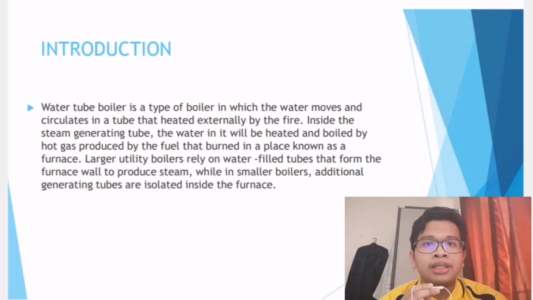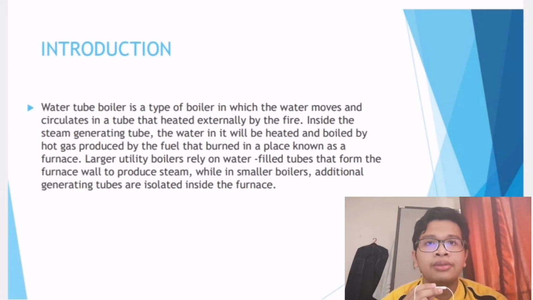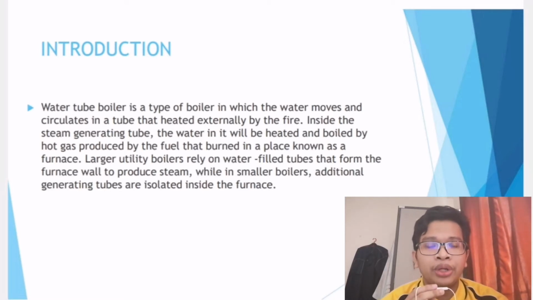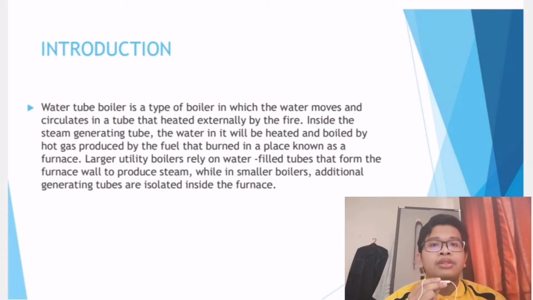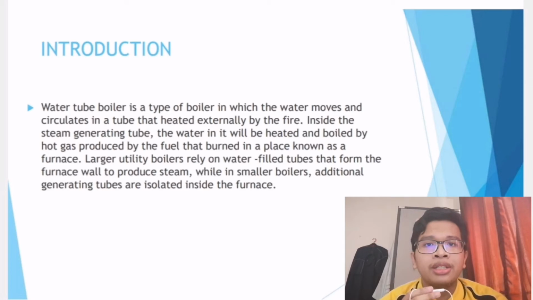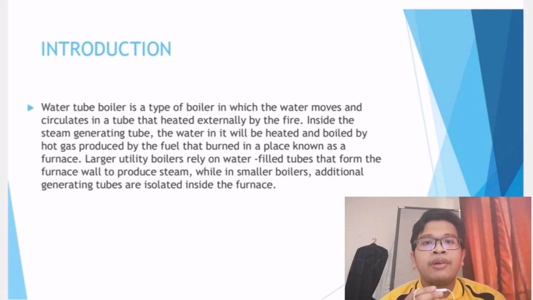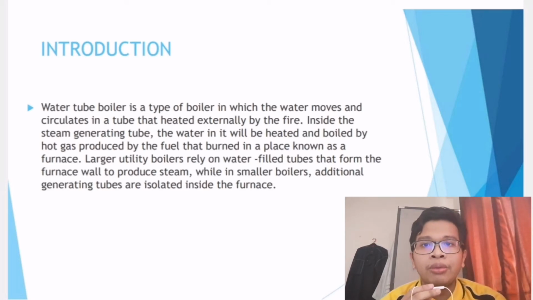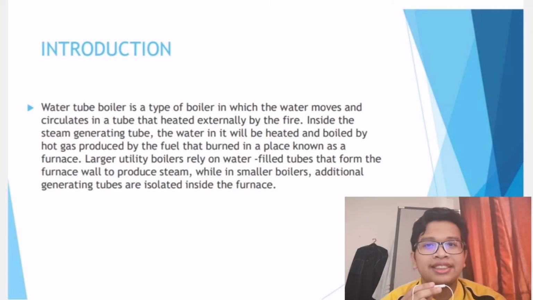For the larger utility boilers, they rely on water-filled tubes that form the furnace wall to produce the steam, while in the smaller boilers, additional steam generating tubes are installed inside the furnace. So that's all for the introduction. Now we are going to continue with the working principle.